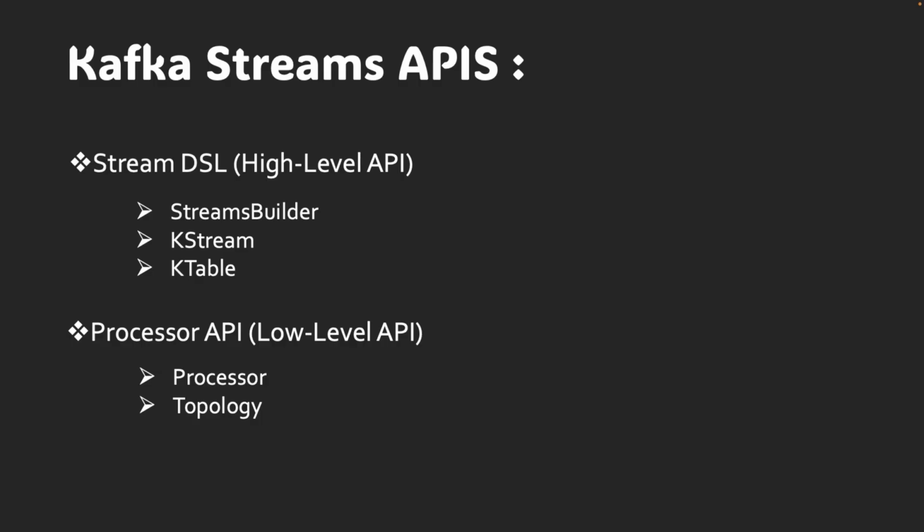Okay. However, the Streams DSL is just an abstraction on top of the Processor API, where you can simply define what to do and the how part will be taken care of by Kafka Streams. You don't need to hit your head to understand how to create processors and topology if you are using the Streams DSL high-level API. Again, I repeat, you don't need to get tense by hearing this terminology. You'll understand everything in detail.